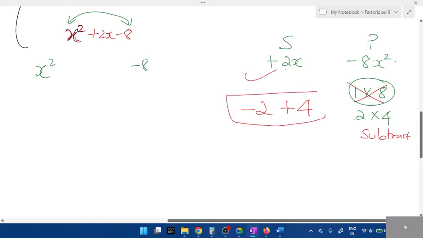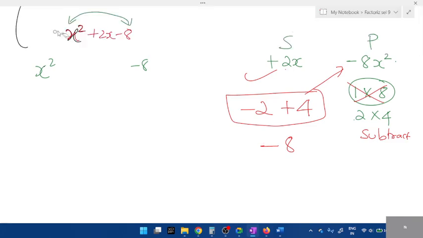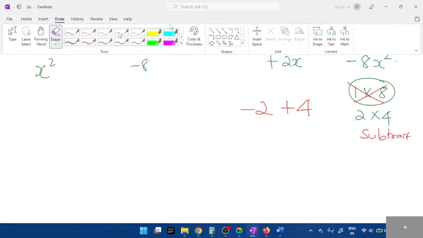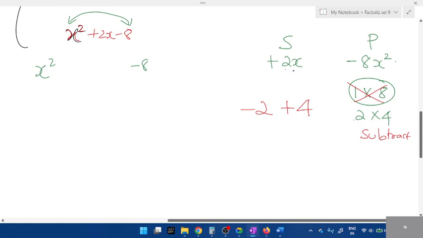Now use the same combination and check whether you're getting minus 8. What is plus into minus? Minus. 4 twos are 8. So the middle term is split into which two parts? Minus 2 and plus 4. There is x here, just write x twice here.